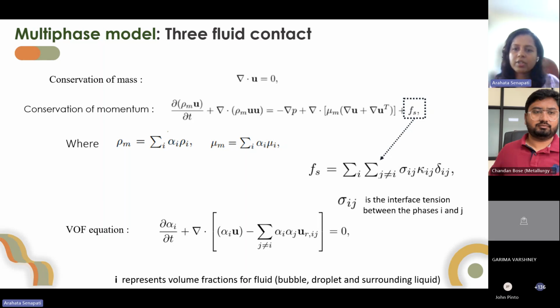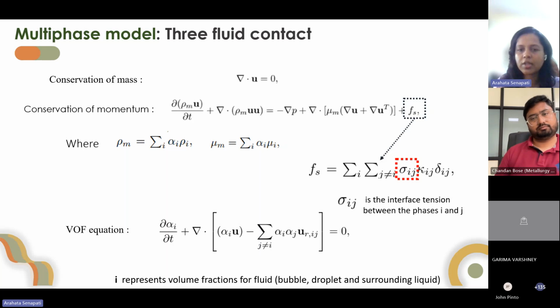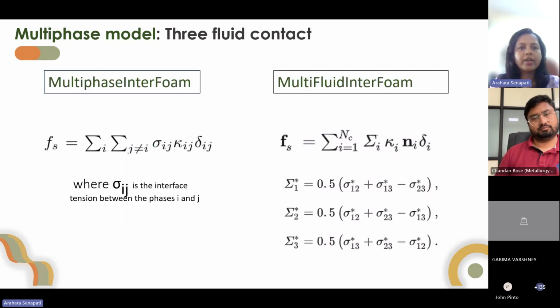So here the main question is how the sigma, which I explained in the previous slide, is the main carrying factor, which is considered as a spreading or levitation factor. In multiphase interFoam, we can see that sigma is the only one number that is used to calculate in this Navier-Stokes equation. But in multi-fluid interFoam, there is no single sigma, there is sigma ij.